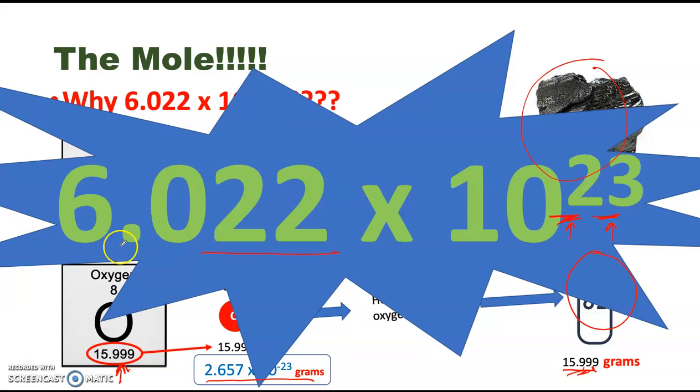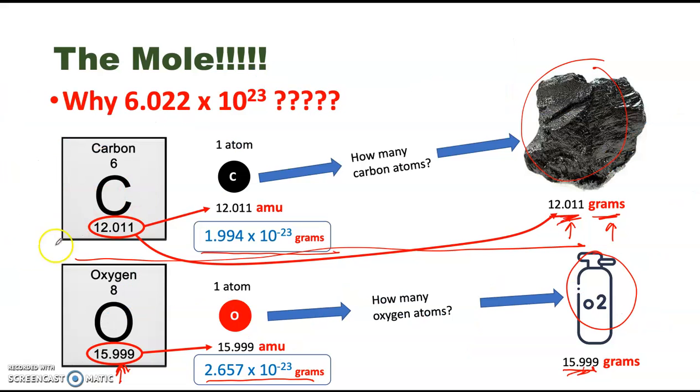So this is the number that basically allows us to take our numbers in AMU. So I'll actually go back. It allows us to take this number here, and instead of using it as AMUs, we can now use it in terms of grams. And we actually say grams per mole. This is how many grams per mole, the mass of carbon per mole, I should say. That's where the 6.022 times 10 to the 23rd number comes in. If I count how many atoms are in this sample, and I count how many atoms are in this sample, it is the same number.